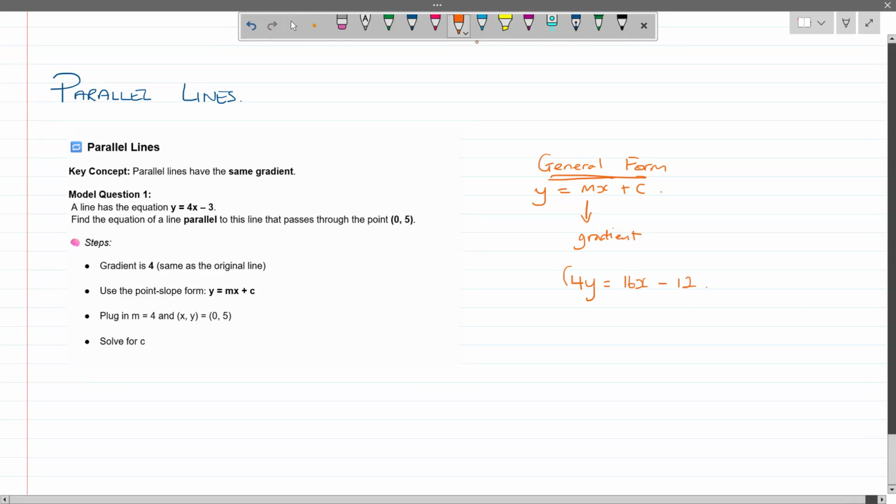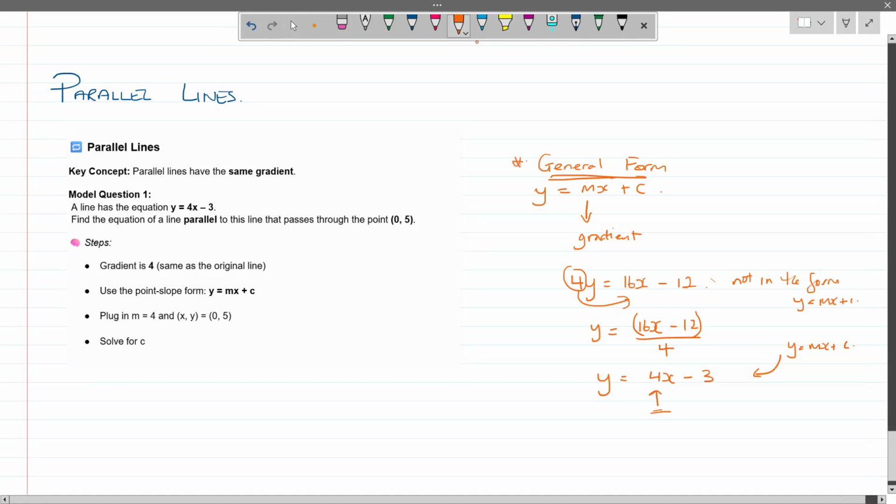I need to move this from here. And that will mean that I have to divide everything on this side here by 4, so that I will get y equals 4x minus 3. This is the form that we need. Only at that point could we determine that the gradient is 4. So we can't say 16 is the gradient here, because this is not in the form y is equal to mx plus c.